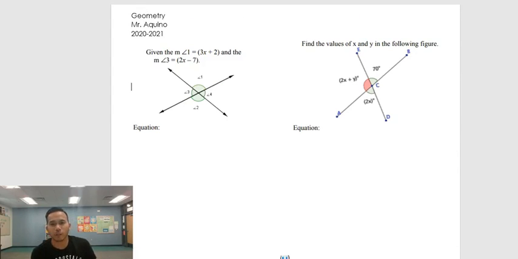Find the value of x and y in the following figure. First, you have to take a look at the figure. I always advise you to do that. And then you have to ask yourself, what is the easiest variable to solve? And is there any relationship between these two variables? Those are the questions that you will be asking yourself.